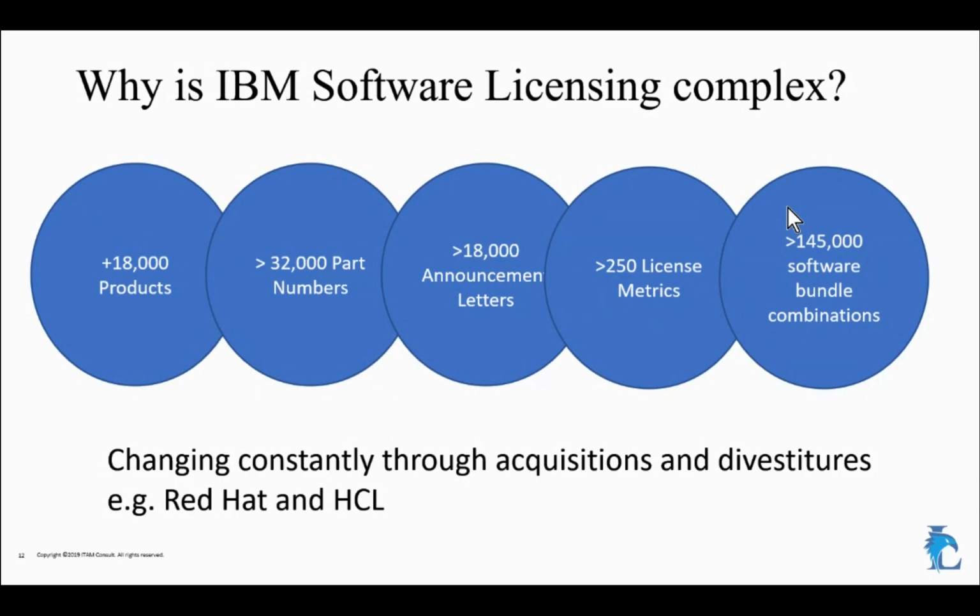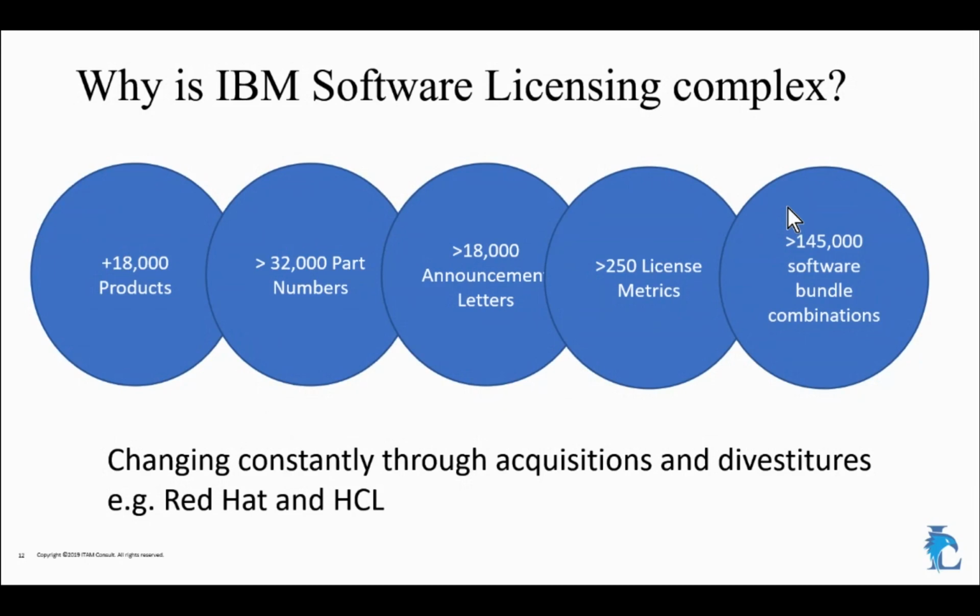There's constant change. So even when you think you've got your part, you understand that the versions and editions change on a constant basis, and they in turn will change the licensing. So you've got announcement letters, typically 1 to 2 per product coming out every year. And then you've got so many license metrics, up to 250 and counting. We'll touch on some of these later. And then when you mix and match all those combinations, you've got hundreds of thousands of different ways of bundling the different products, all with different software licensing rules.